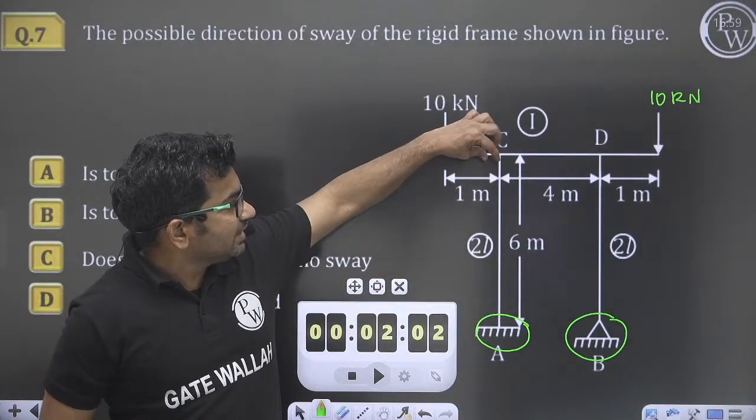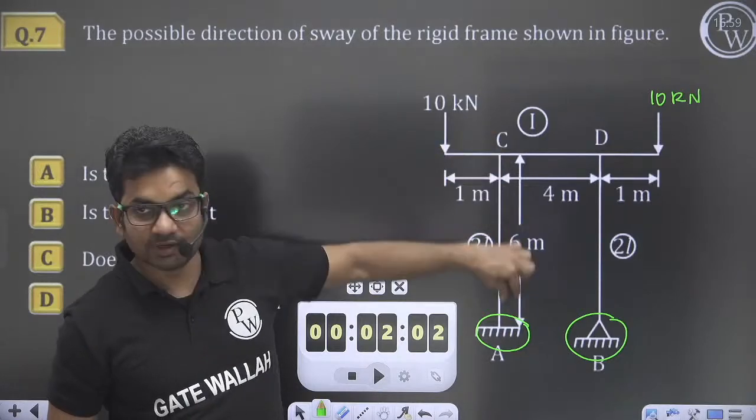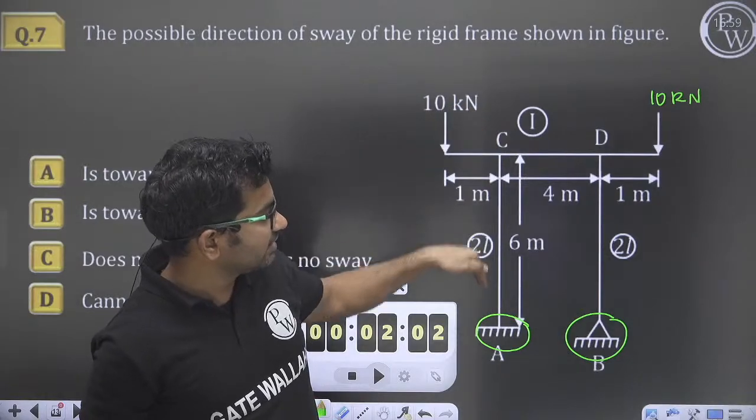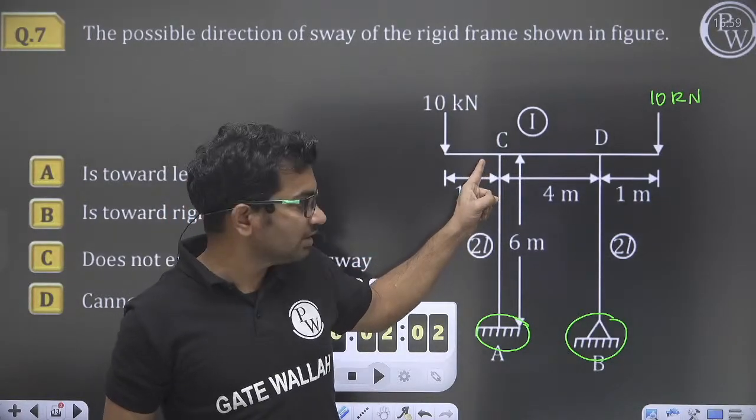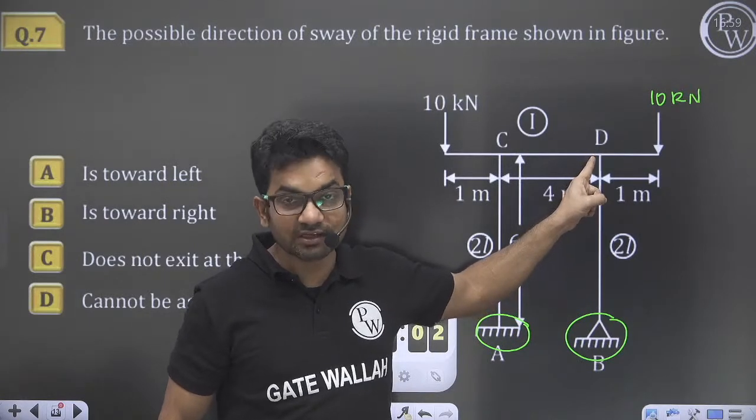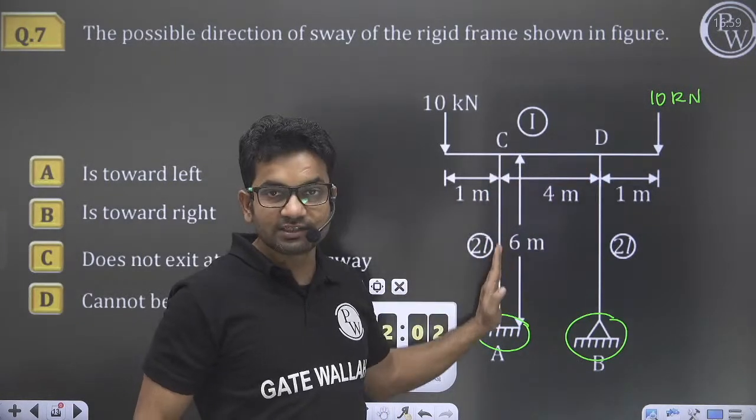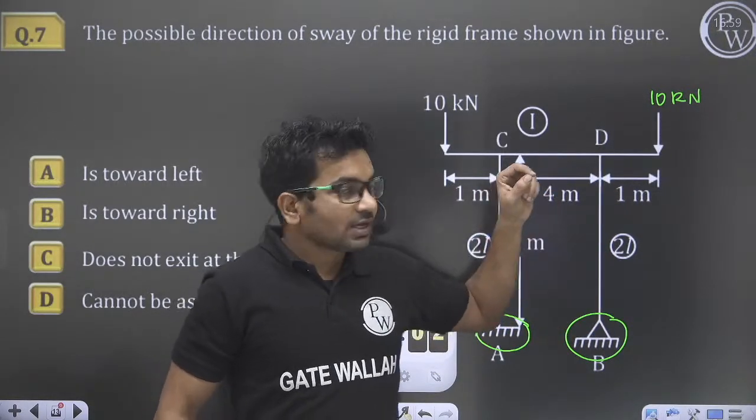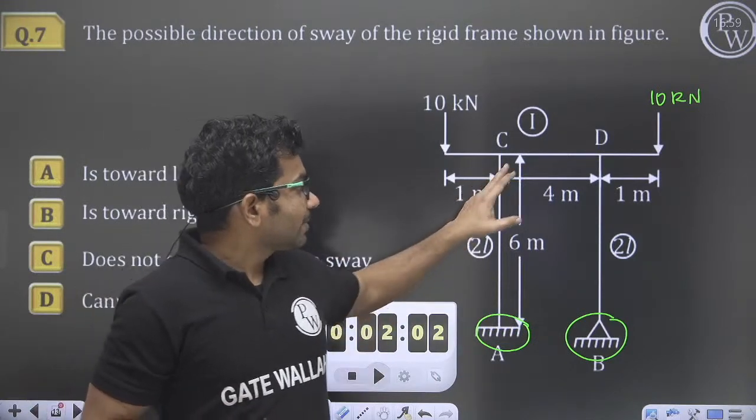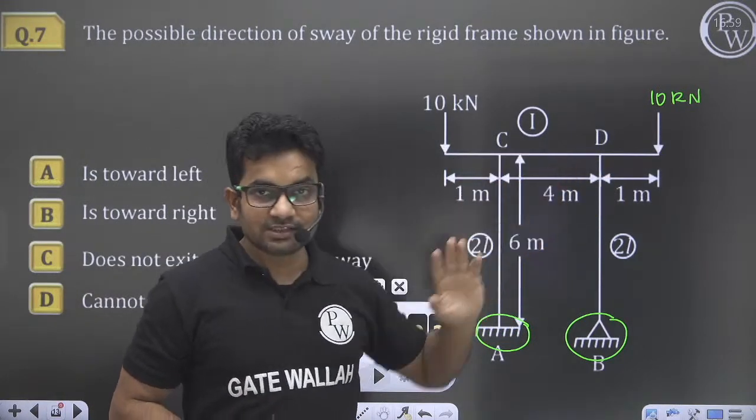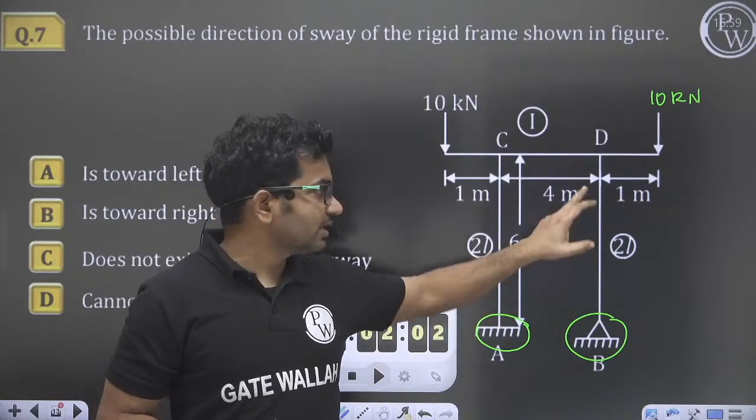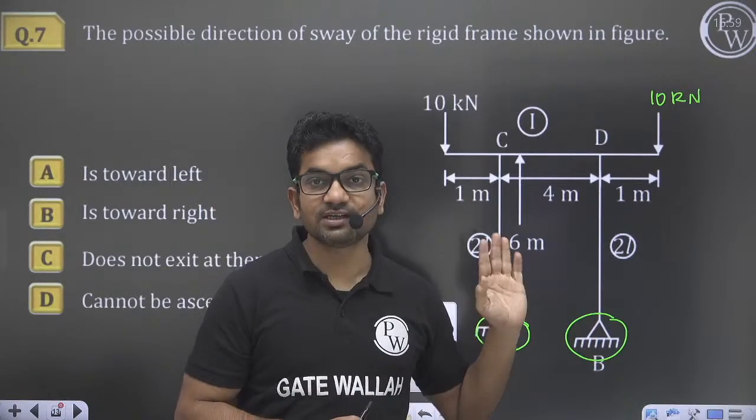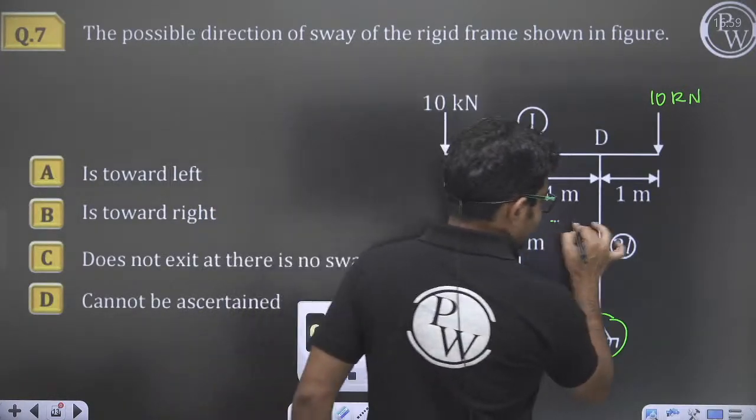So if I check the flexural rigidity of this member and of this member, at this joint the flexural rigidity of this member will be 4 EI by L and here it will be 3 EI by L. So this is having more flexural rigidity, this will be more rigid, and this will have less flexural rigidity. So where the loading is symmetrical and the structure seems symmetrical, it will sway in the direction where the flexural rigidity is less. Okay, so it will sway in this direction.